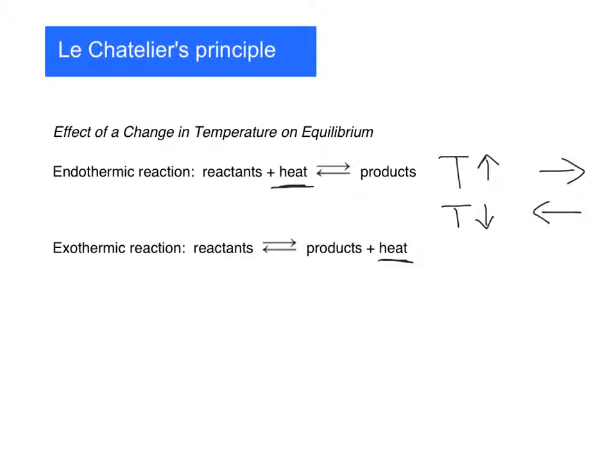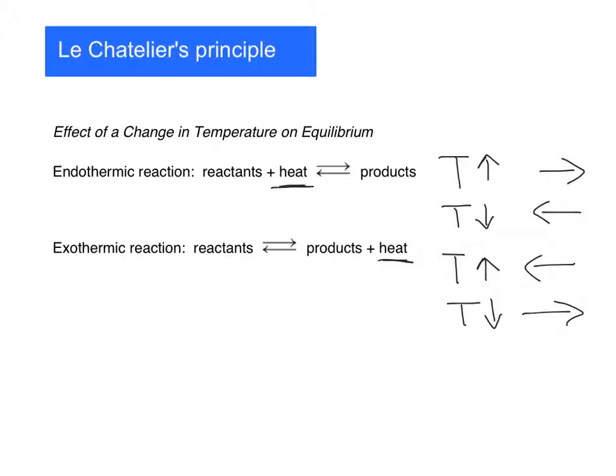Okay, for an exothermic reaction, it's going to be the opposite. So if our temperature goes up, that's like adding heat, which is already a product, and so we'll need to make reactant in order to compensate for that. And if our temperature goes down, that's like removing product, so that's going to shift our equilibrium to the right to make more product to make up for the fact that we've removed one.